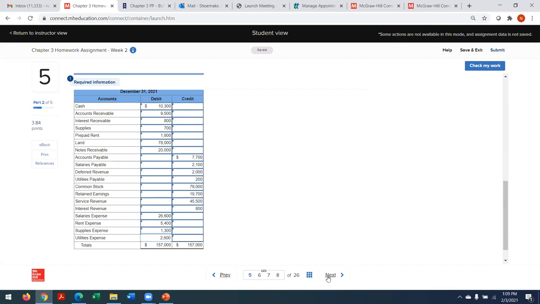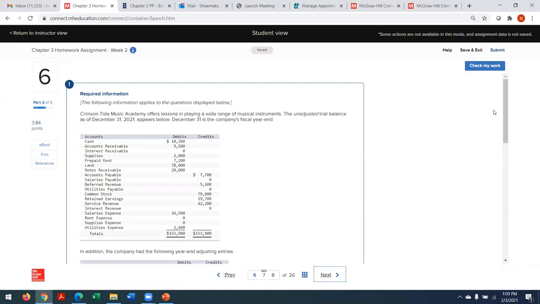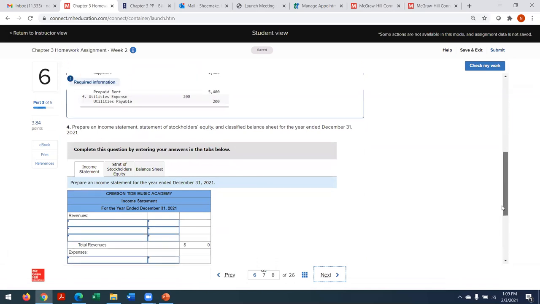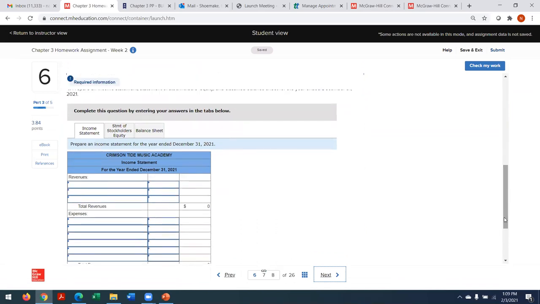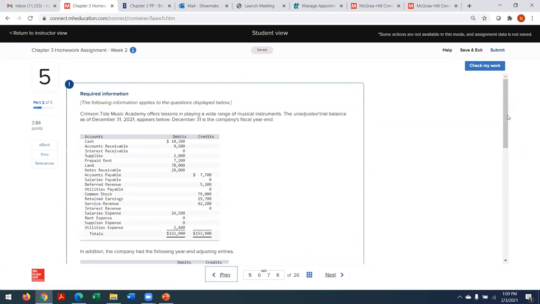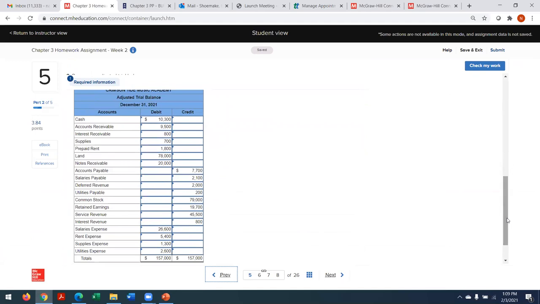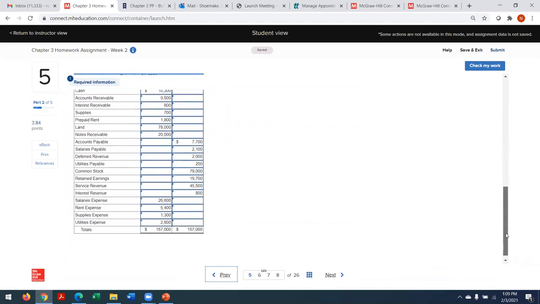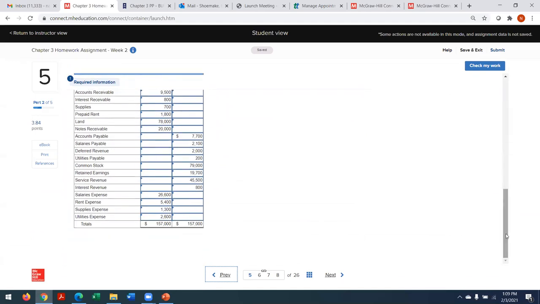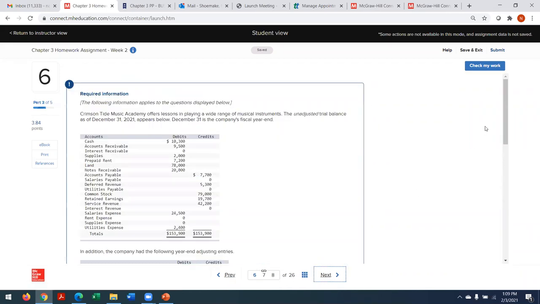Now, it asks us to create an income statement. We will create our income statement based on our adjusted trial balance. How do we do that? We start with our revenue of $45,500 and our interest revenue of $800.